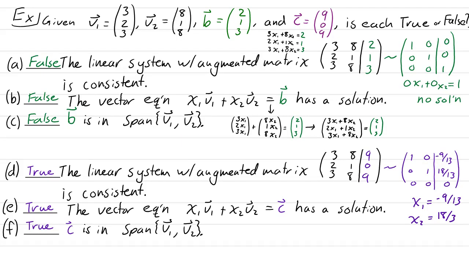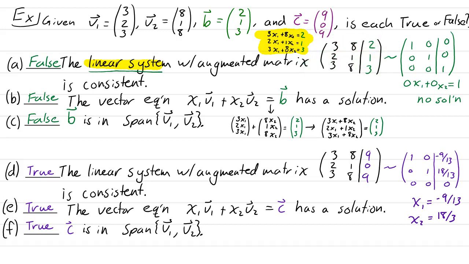Here's what I got. For the statements that are talking about vector b, all of these are false. So the linear system that we're talking about here with this augmented matrix is what I drew right here. It's a little bit small, but you see what I mean. 3x1 plus 8x2 equals 2, and so on.